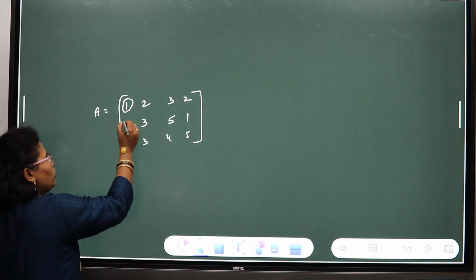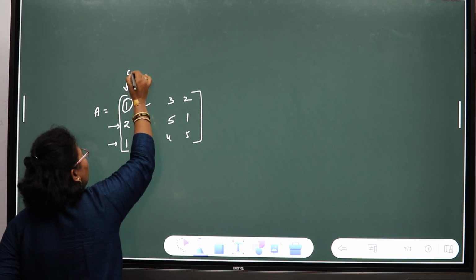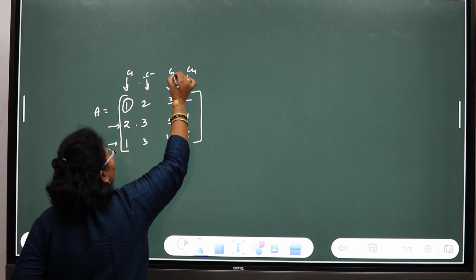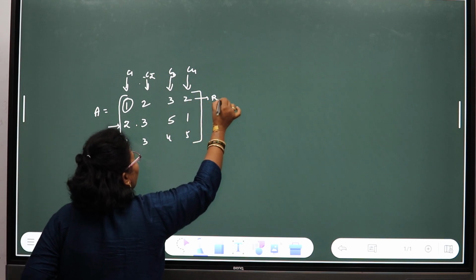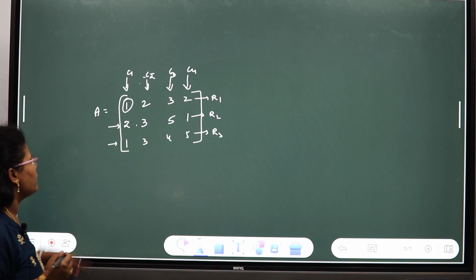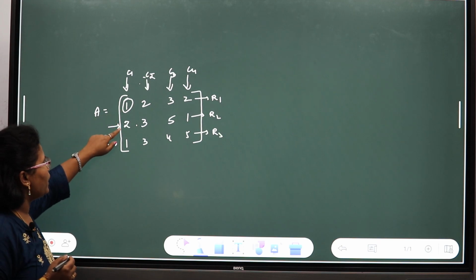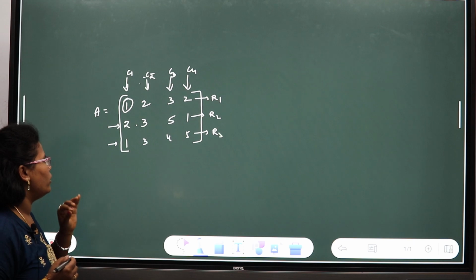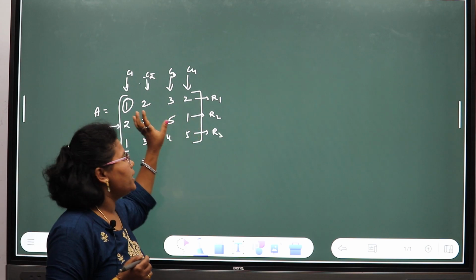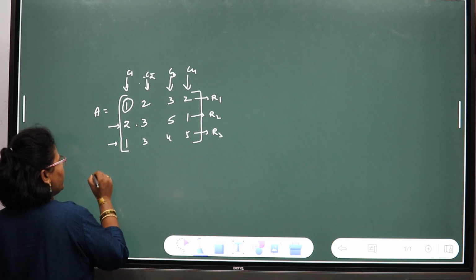Next, below that, this 2 and 1 I should make 0. Remember, these are columns C1, C2, C3, C4, and these are rows R1, R2, R3. Observe here, I am going to use R1 to make R2 and R3 0. I am not changing R1, I am changing R2 and R3 by using R1. So we see what operation I can perform.